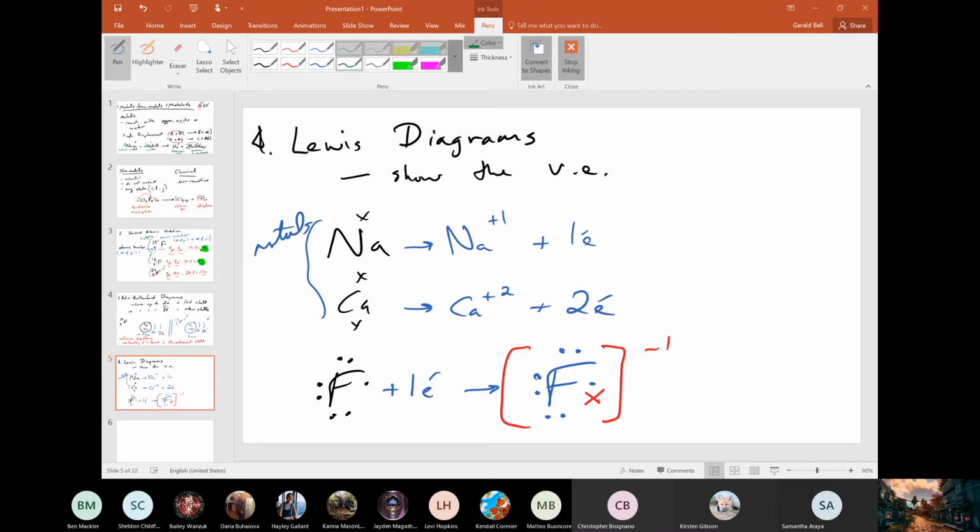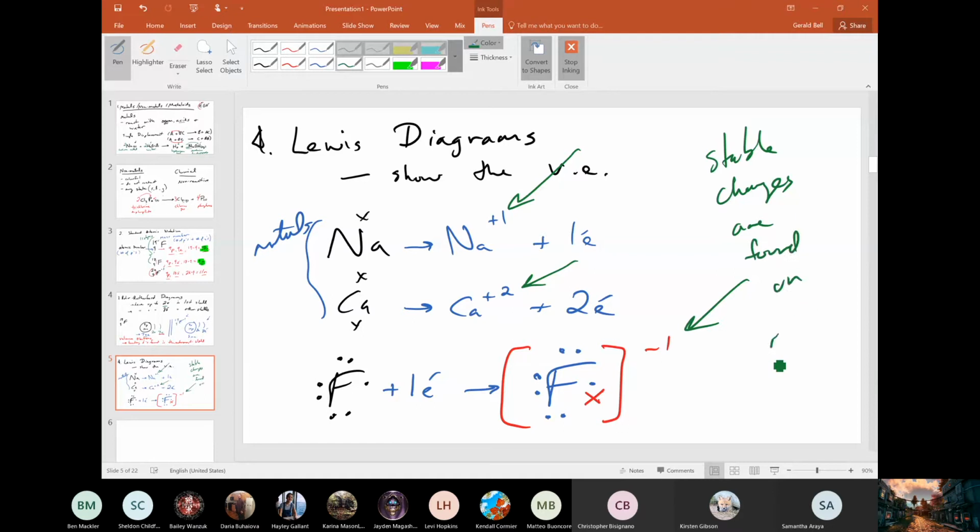So the whole point of this was to figure out what the stable charges of these elements are. And we came to discover sodium's stable charge was +1, calcium was +2, fluorine was -1, and of course the stable charges are just found on the periodic table. You don't have to do these. So you grab that periodic table and you should be able to find all those little charges.